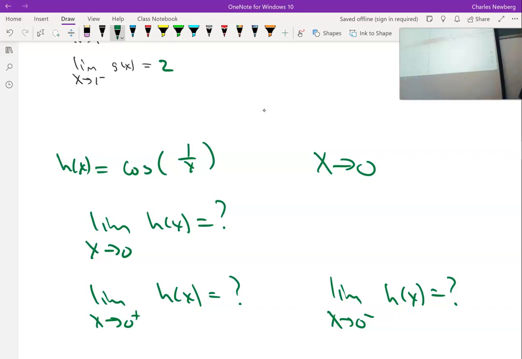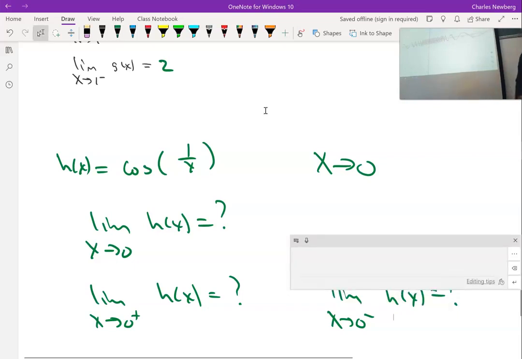Okay, so now I want you to make a conjecture yourself before we go through this. What do you think these limits are, based off of that graph right now? Write your conjectures down. Good graph, isn't it?